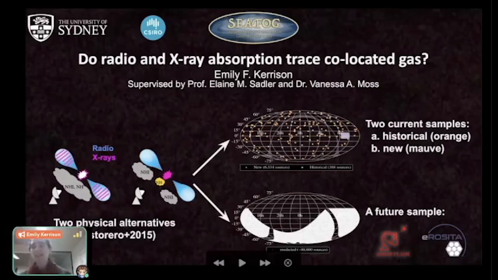And finally, I've looked a little bit at how the work I've done with these samples we already have can feed nicely into the samples and the work that we will be able to do in the future with all sky surveys like ASKAP-FLASH in the radio and eROSITA in the X-ray.